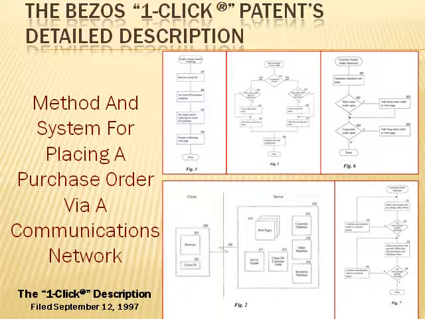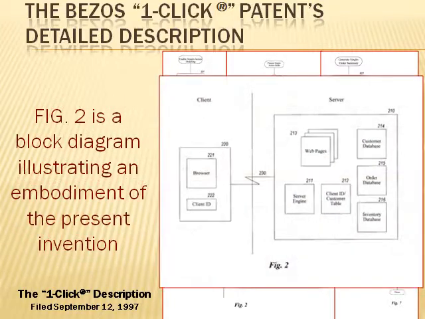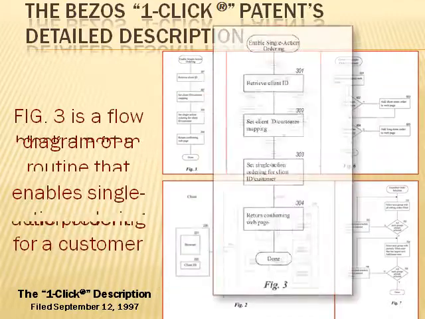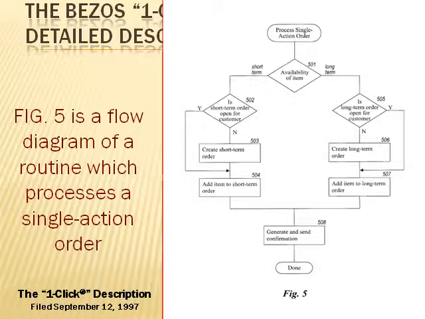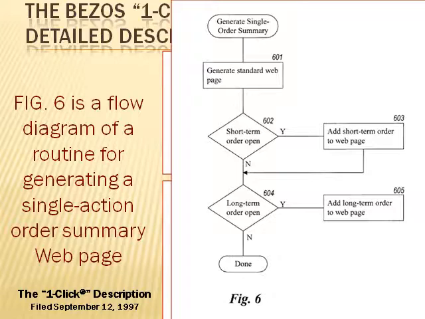Note that each one of these figures is particularly described in the Bezos one-click patent. Figure 2, for example, is a block diagram illustrating an embodiment of the present invention, having a client system, a server system, and the communications between the two. Figure 3 shows a flow diagram of a routine that enables single action ordering for a customer. Figure 5 further shows a flow diagram of a routine which processes a single action order from a long-term order or short-term order open for the user. Figure 6 provides another diagram for a routine for generating a single action order summary page that the user sees when they perform the single action ordering.